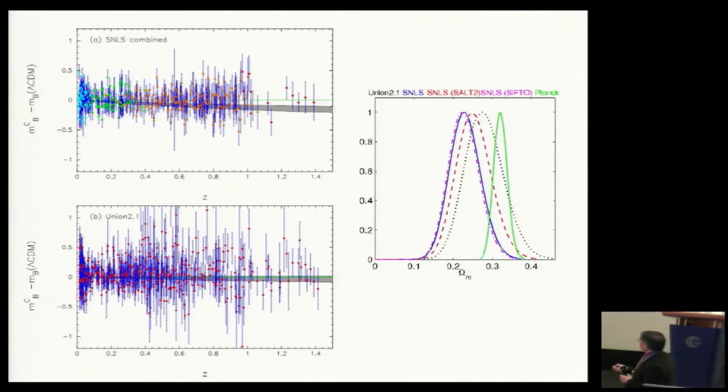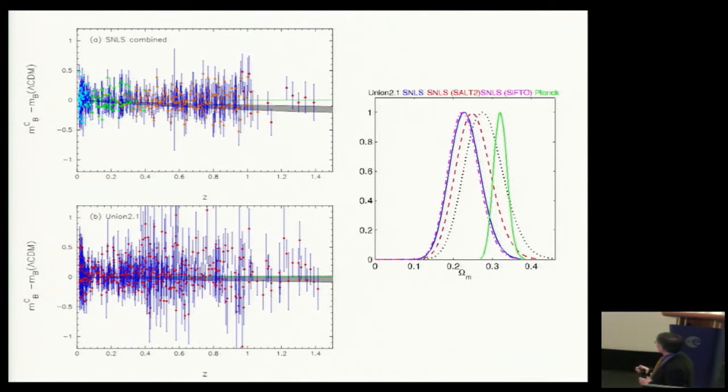This is the Union 2.1 compilation, which uses historical data, so you can see that the scatter is just much larger in this compilation. This is the plus or minus 2 sigma band from the Planck cosmology. And you can see that it lies low compared to the SNLS sample. It's pretty compatible with the Union 2.1 sample. So that was not what I was expecting before we did this, because this should be the cleaner sample.